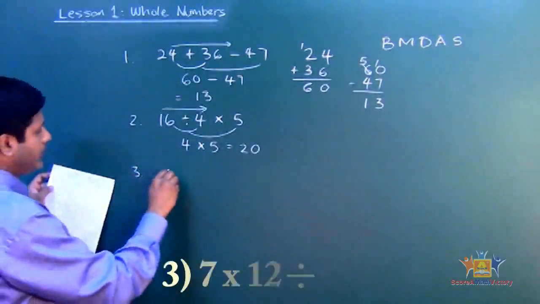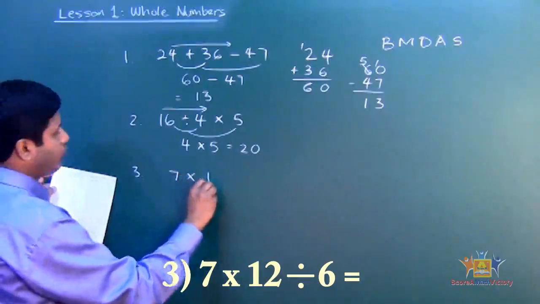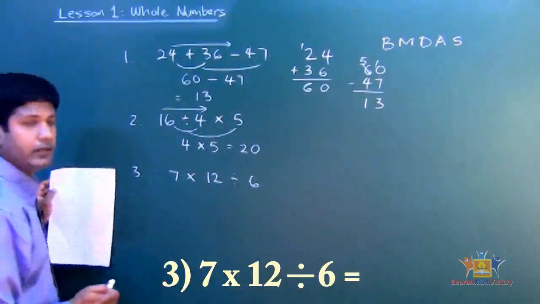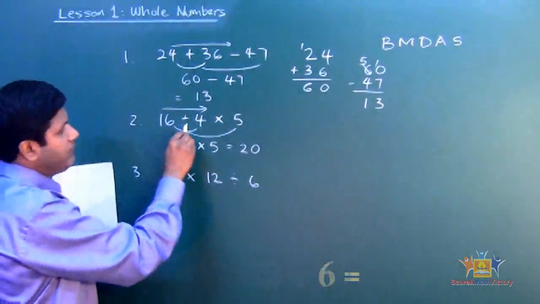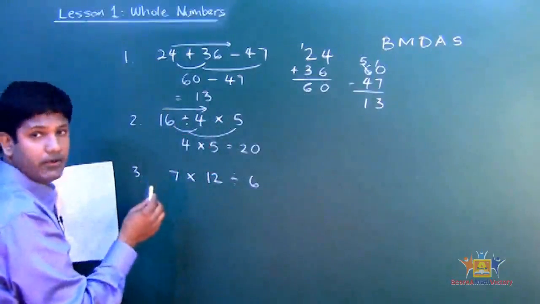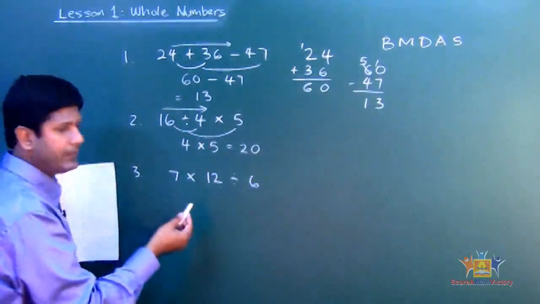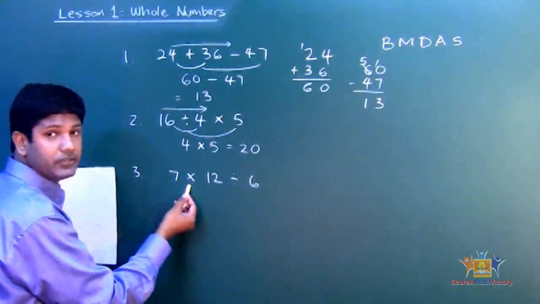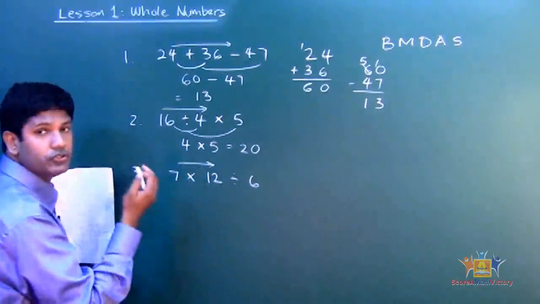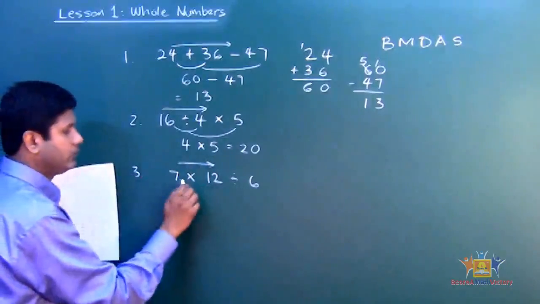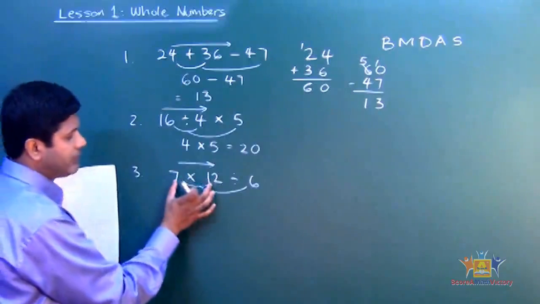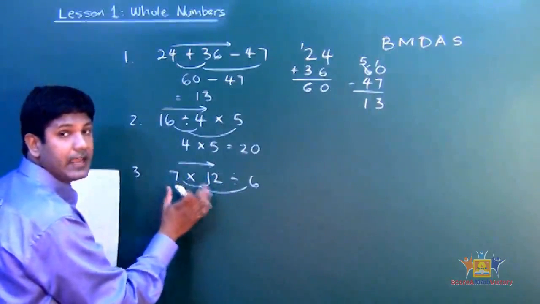Problem number 3, you got 7 times 12 divided by 6. Alright. Now look at this. Earlier we had division come first and then multiplication, so we use the left to right method. The same thing. In this problem, the multiplication comes first and then the division. Doesn't matter who comes first, you just use the left to right. Solve this first and then you divide. Very important.